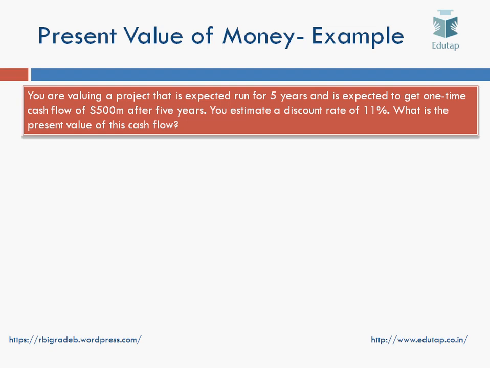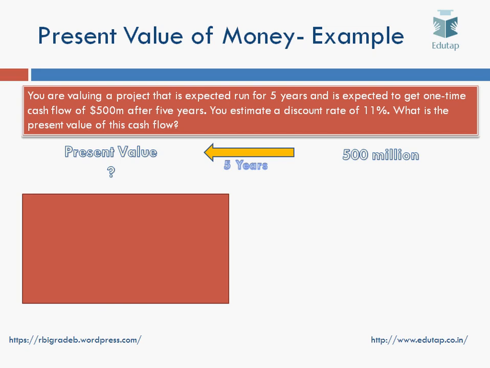So this is a very simple numerical. 500 million would be the future value after 5 years, and you have to calculate the present value, that is now. So you will use this formula P equal to future value by (1 plus R by M) raised to power M into N. P is not given, you have to calculate. Future value is given as 500 million. R is given as 11%, N is given as 5 years, and M is given as 1, because we are assuming that compounding is annual.